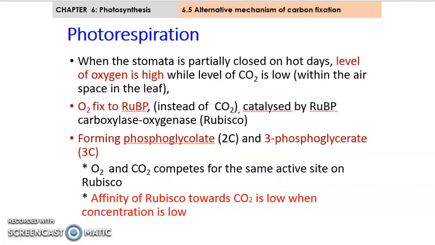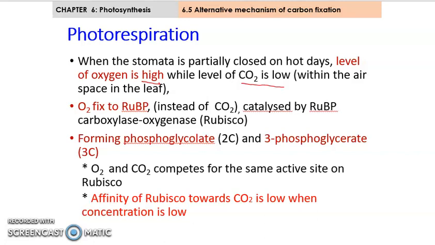So let's look at what photorespiration is. When the stomata are partially closed on a hot day, the level of oxygen is high while the level of carbon dioxide is low. The concentration of oxygen is higher than the concentration of carbon dioxide within the air space in the leaf. So what happens? Oxygen is fixed to RuBP, which is ribulose bisphosphate, instead of carbon dioxide, catalyzed by RuBP carboxylase oxygenase, or Rubisco.